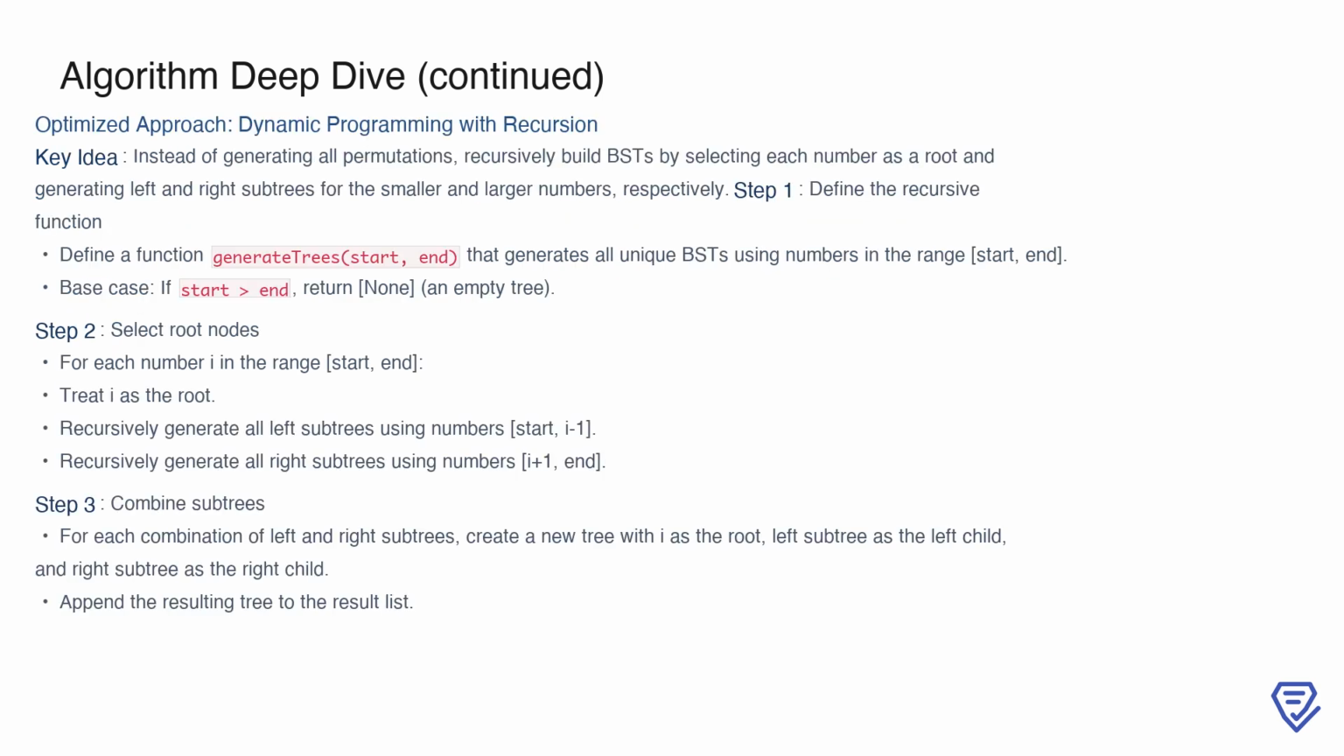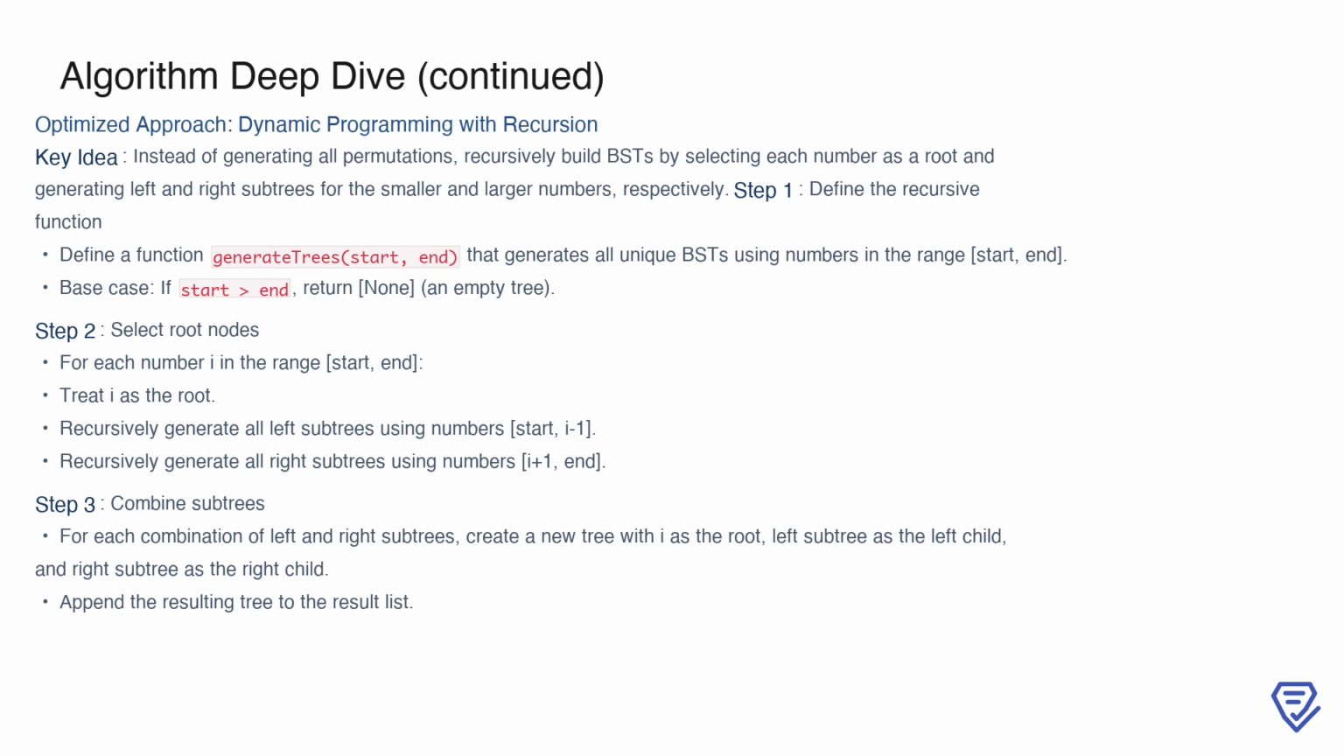To overcome the limitations of brute force, we use an optimized approach based on dynamic programming combined with recursion. The key idea is to build BSTs recursively by treating each number in the range as a potential root and generating its left and right subtrees from the remaining numbers. This eliminates the need to generate all permutations.